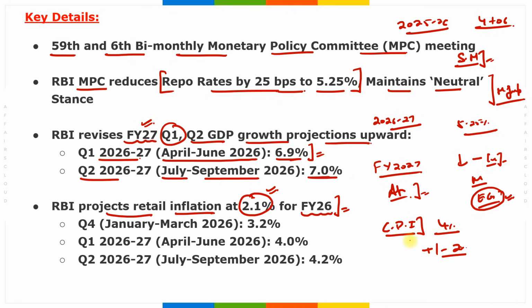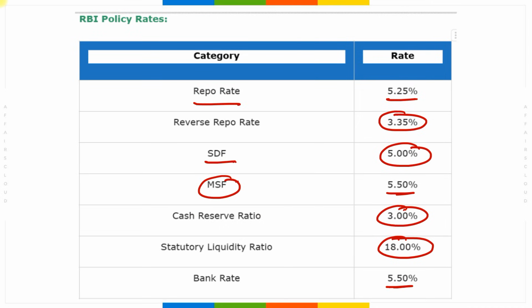And the inflation projection for quarter 4, like for January to March 2026, which is currently going on, is 3.2%. Quarter 1, 26-27 for April to June 2026, it will be 4%. And for quarter 2, it will be 4.2%. You have to remember these facts. These can be asked by the examiner. And this is about the CPI inflation. You can also see the rates.